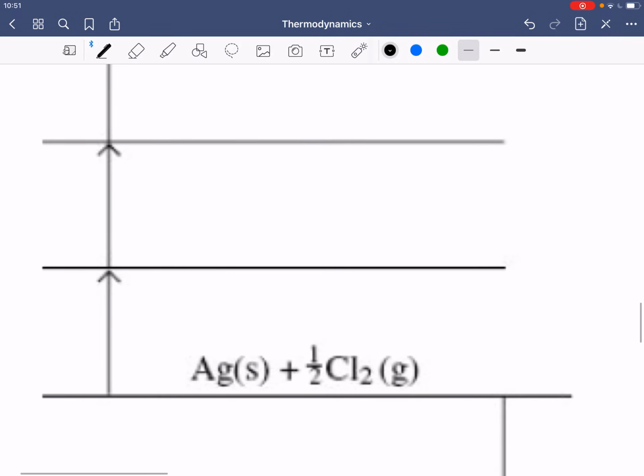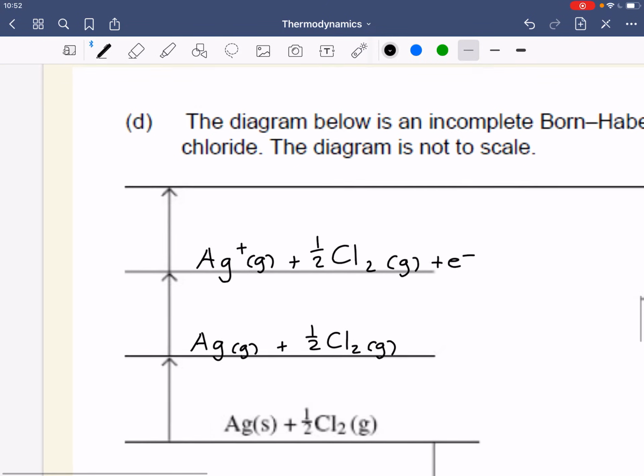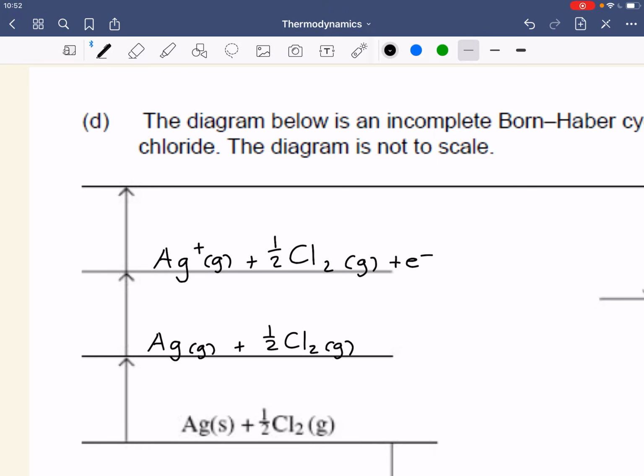Well, what I would do first is I would atomize my silver, remember? Again, state symbols are absolutely vital. So remember, the first thing you atomize silver, then you would ionize silver, and make sure you add your electron. So that's the silver done, if you like.